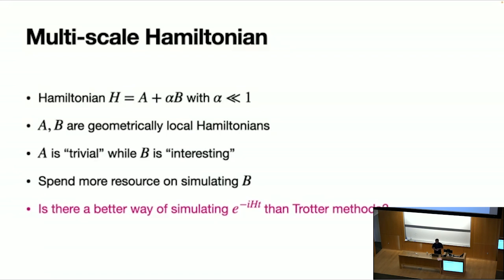So the idea here is that if alpha is small, you would want to spend less time on simulating A, because A is boring. You want to simulate B. B is interesting. But if you're using Trotter, you basically allocate the same amount of time on simulating A and simulating B. So is there a better way of simulating this Hamiltonian of A plus alpha B for some small alpha?